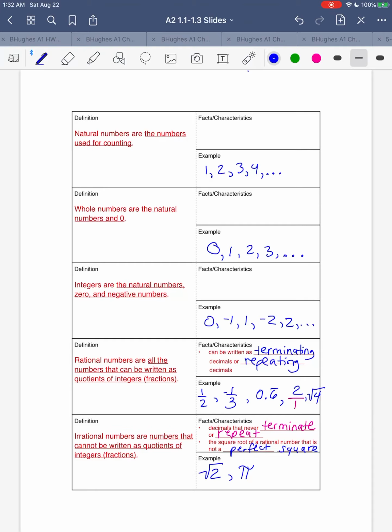Pi is another example of an irrational number. If you've ever learned this before, you know that we usually estimate pi to be 3.14, but pi is actually a never-ending number, and it does not have any repeating digits. And there are some other fractions that you probably could find if you wanted to use a calculator that can also be considered decimals and fractions that never repeat and never end. So that's something else to keep in mind as you're thinking about those.